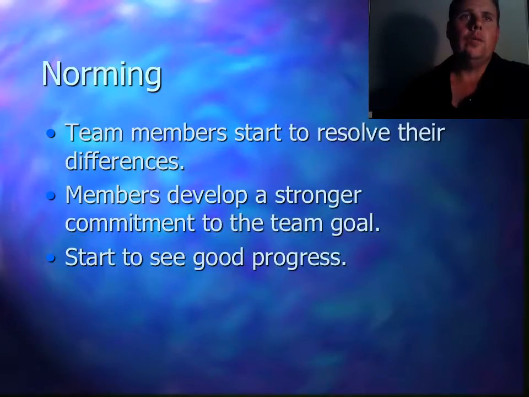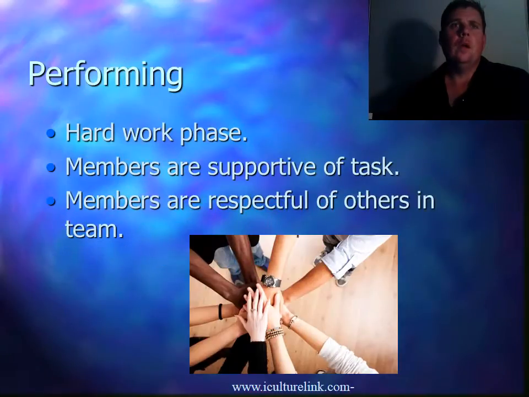Norming. In this phase, progress towards the goal begins. Team members start to resolve differences with others and cohesion develops in the team. Performing. This phase is when the work gets done. The team is fully supportive of the task and goal orientated. There is no friction between team members and respect is maintained for team roles.